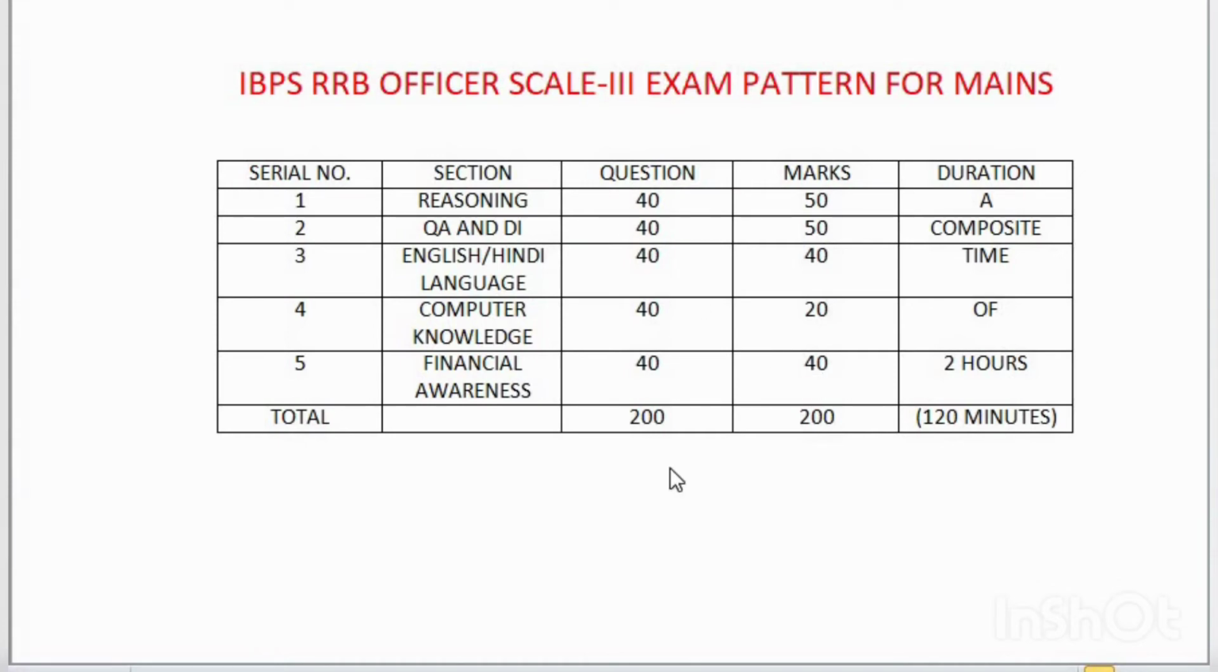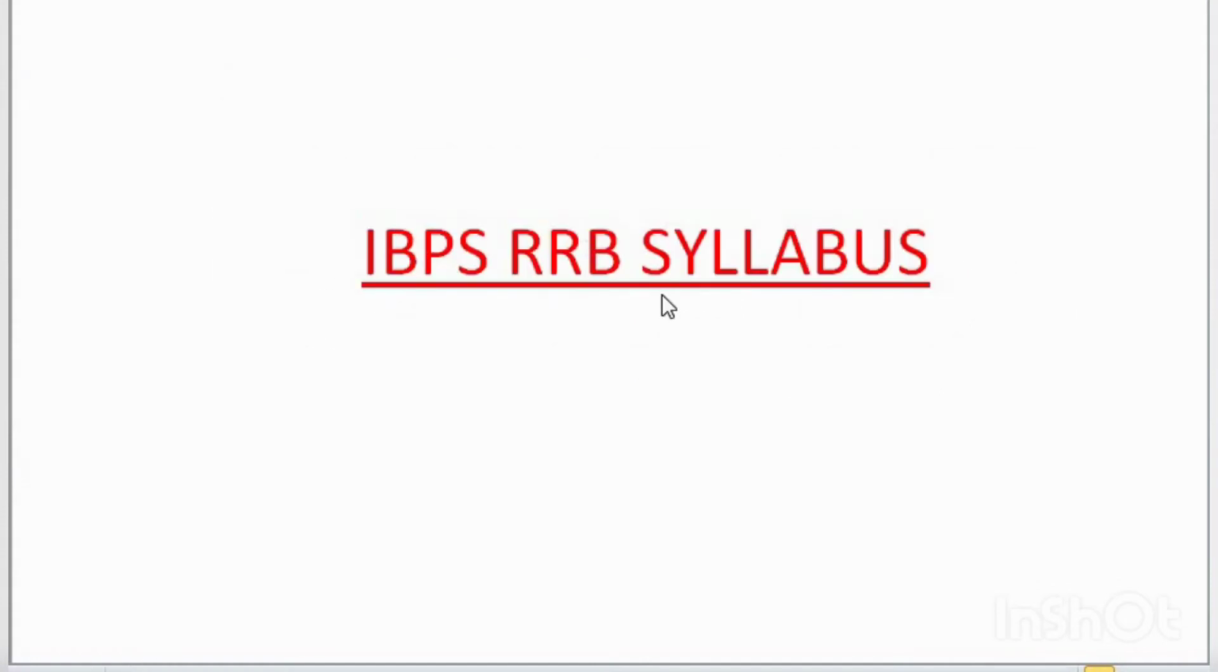Here 200 questions will be there and 200 marks are also there. A composite time of 2 hours will be there. There is no sectional timing in case of RRB. Remember that. A composite time means you have to complete the sections within that time limit. Now let's have a look into its syllabus, that is IBPS RRB syllabus for all these 4 posts.